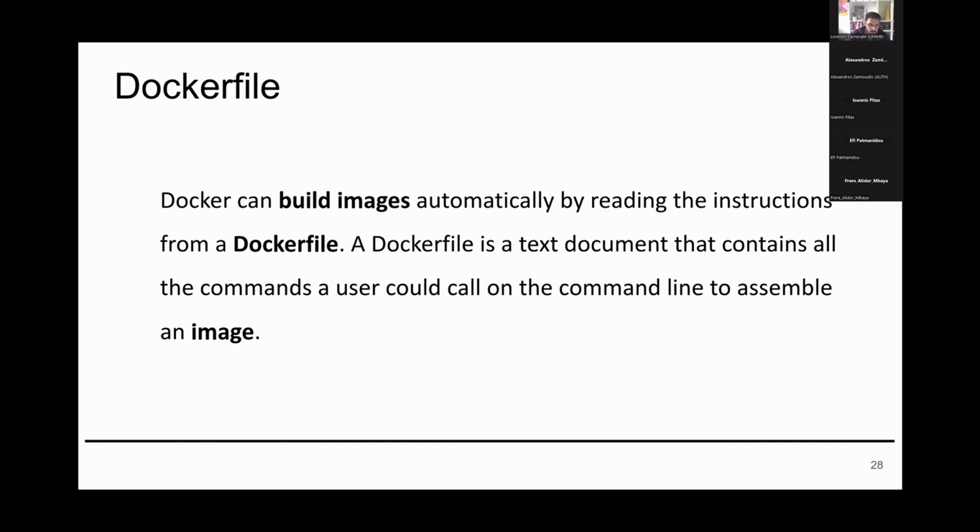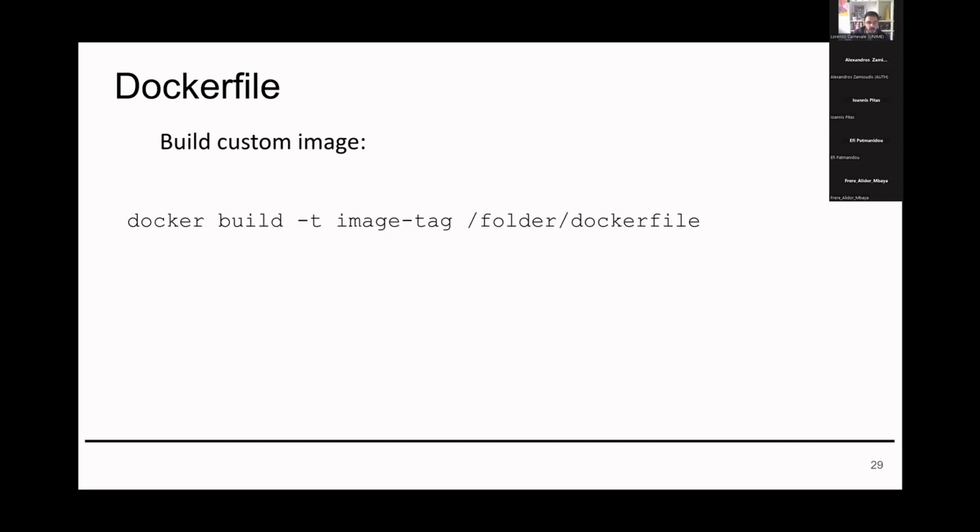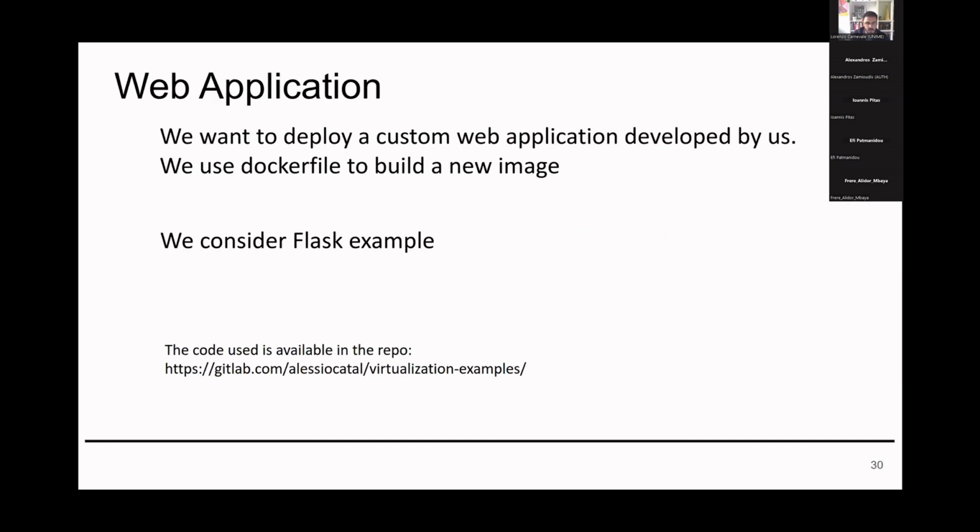This is important because typically there are images already on the web, but typically we want to create our own image. And we do it with a Dockerfile. The Dockerfile is a file where we write down instructions, and then we have to build it using the build command, tagging the image, so giving a name to the image, and specifying the folder of the Dockerfile.